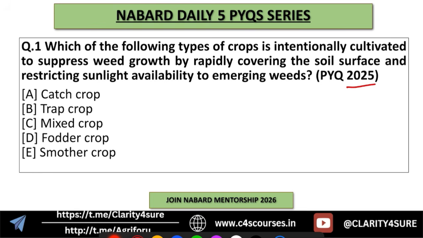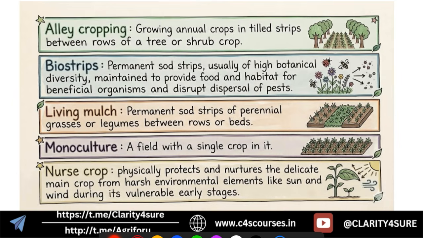Okay. So which one of the following types of crops is intentionally cultivated to suppress weed growth by rapidly covering the soil surface and restricting the sunlight availability to emerging weeds? So we know that it is a smother crop, right? S for suppress, S for smother. So the answer for this is option E.